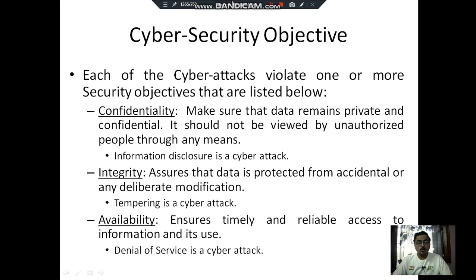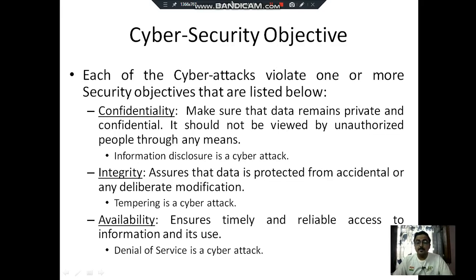Confidentiality makes sure that data remains private and confidential. It should not be viewed by unauthorized people through any means. Okay? Clear? Next one is integrity. It assures that data is protected from accidental or any deliberate modification.